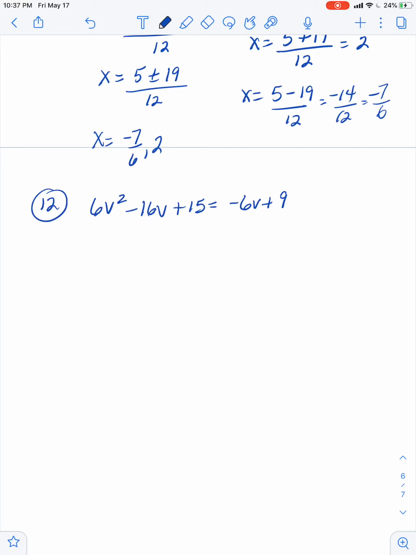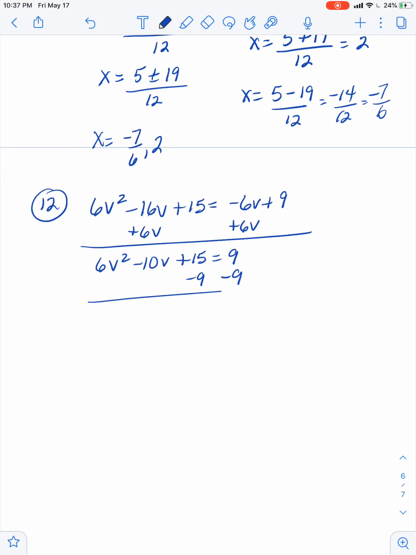Okay, first step, again, set it equals 0. So I'm going to move my b. Okay, I'm going to move my 9 over. That's going to be plus 6. Now a again is not, or the square is not 1. So the first thing I'm going to do is look for greatest common factor.